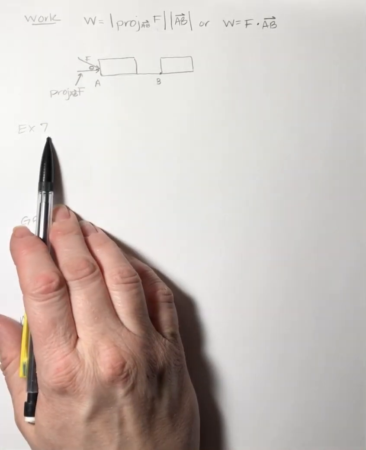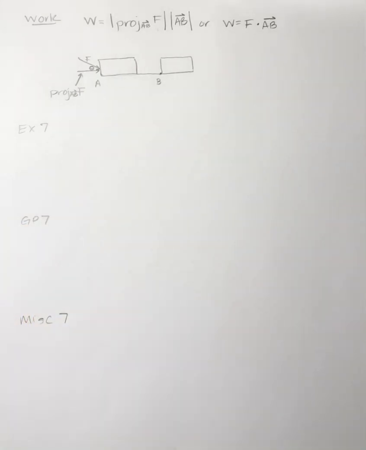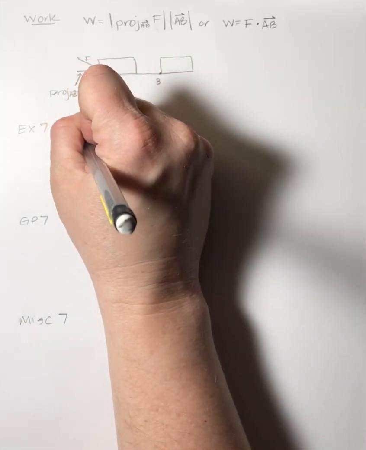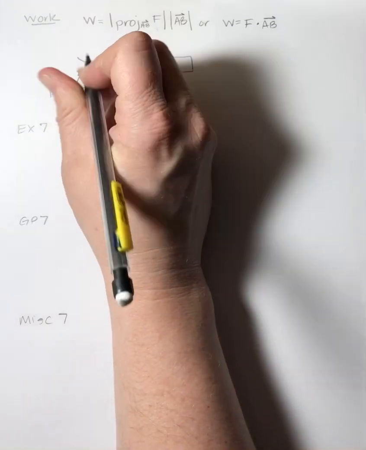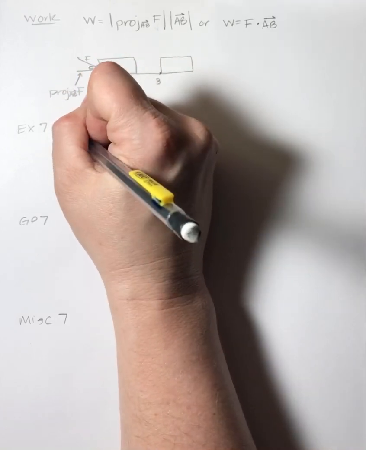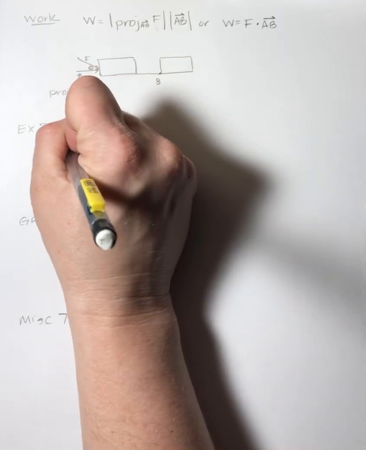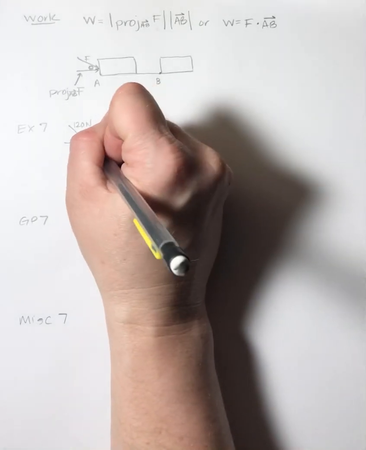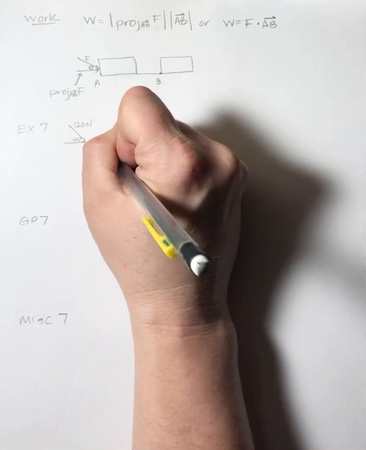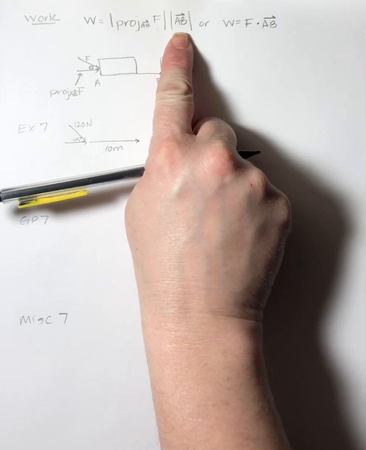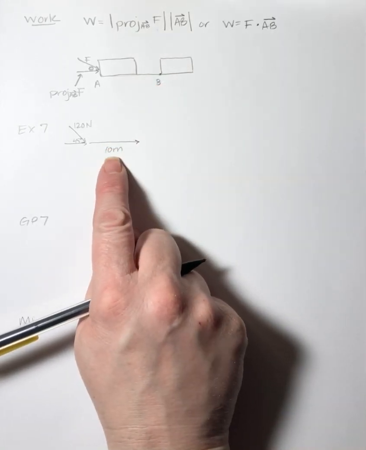So example 7 says a person pushes a car with a constant force of 120 newtons at a constant angle of 45 degrees as shown. Okay, so they are pushing at a force of 120 newtons at an angle of 45 degrees. Find the work done in joules moving the car 10 meters. So the magnitude of how far I'm moving it is 10.